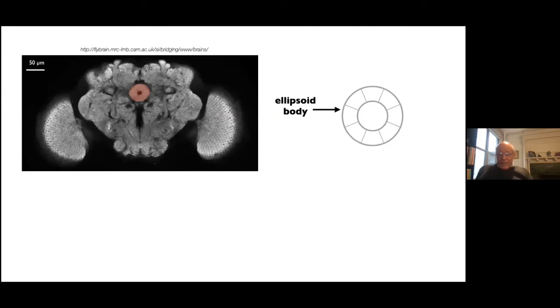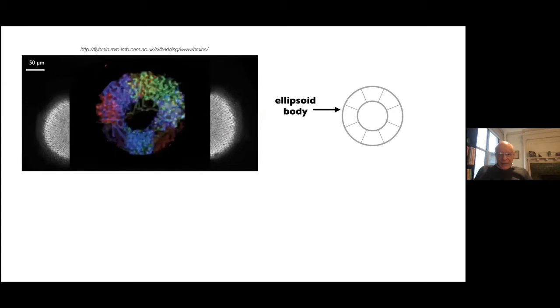Okay, so this whole story gets off the ground because of a discovery in this ellipsoid body, the pink donut-shaped object in the center of the brain. That object can be divided up into segments. You kind of see this here in colored segments produced genetically in this system. And you see on the right in the sketch that it is divided up into wedges and tiles. And very naturally, you can define an angular variable that circles around this structure and defines these different segments of it.